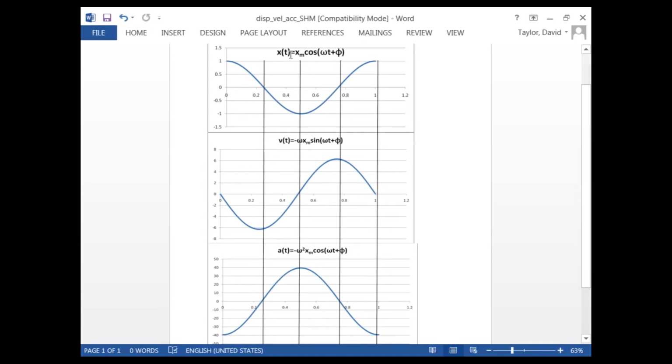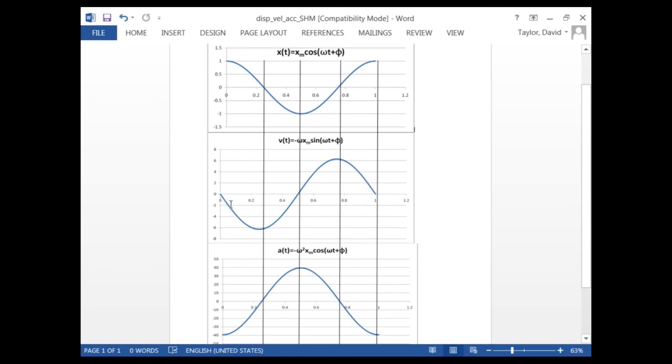Which you can get by taking the derivative of this equation. Okay, and then the acceleration, you can generate that graph from the velocity in a similar fashion. You look at this point here and this point here. That's where the slope is 0 on the velocity graph. So I have values of 0 for acceleration at those 2 points.